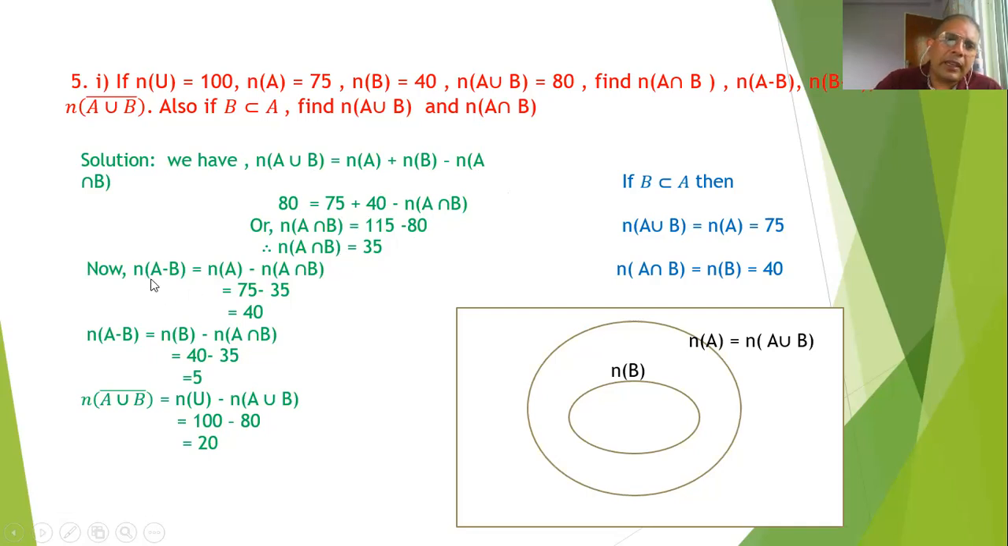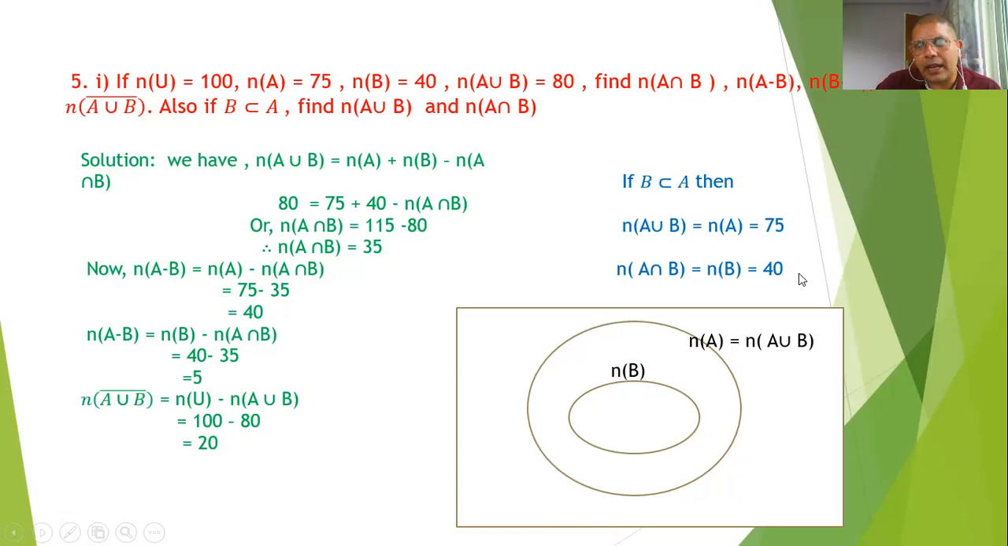Similarly, you know n of A minus B is equal to n of A minus n of A intersection B. It is 75 minus 35, it is 40. Similarly, n of B minus A is n of B minus n of A intersection B. It is 40 minus 35, it is also 5. Then it is your complement, n of A union B complement, n of U minus n of A union B. Now it is 100 minus 80 is 20. It is your solution of this one.